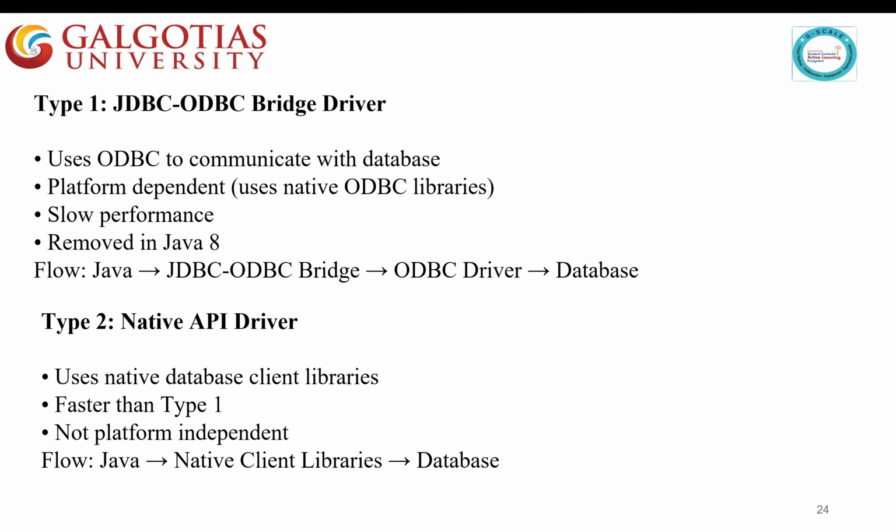The purpose of the JDBC ODBC bridge driver is to allow Java applications to connect to databases that support only ODBC drivers by translating JDBC calls into ODBC function calls. The purpose of the native API driver, that is type 2 JDBC driver, is to allow Java applications to communicate with the database using the database native client libraries for faster and more efficient access than the JDBC ODBC bridge.